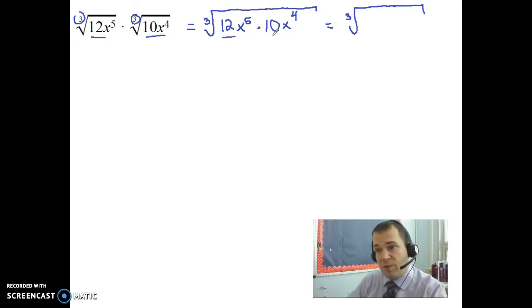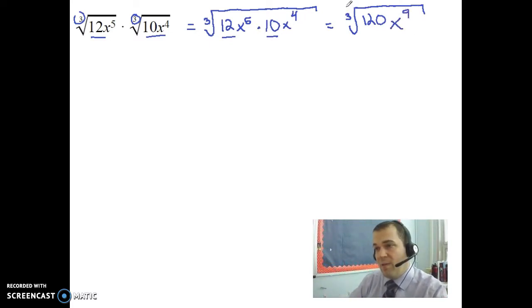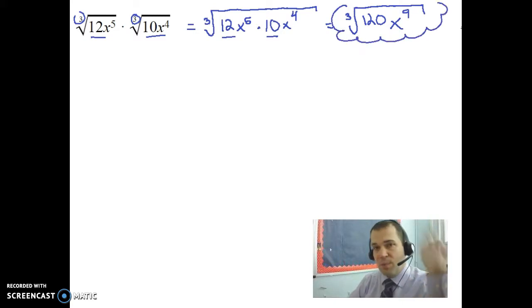I would take these coefficients and multiply those together. That makes 120. And then, of course, x to the fifth times x to the fourth. Since we're being asked to multiply, but we're dealing with the exponents, we'll add those exponents to get x to the ninth power.